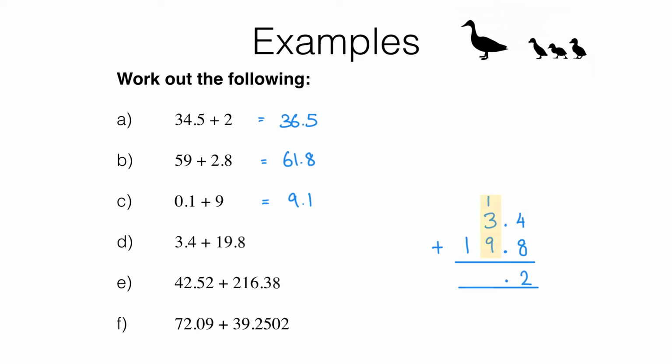Now we've got 1 plus 3 plus 9, which is 13. 13 is 3 units and 1 ten. And we can now do 1 plus 1 in the tens column, and that gives us 2 there. So our answer is 23.2.